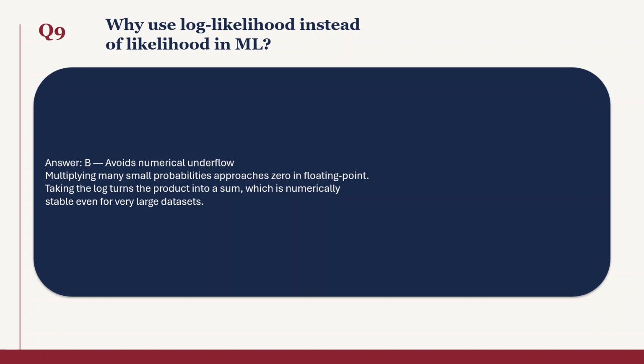Multiplying many small probabilities approaches 0, that is, underflow in floating point arithmetic. Taking the log turns the product into a sum, which is numerically stable even for very large datasets. That is the entire reason the field defaults to log likelihood.